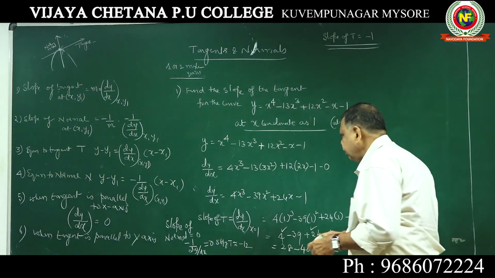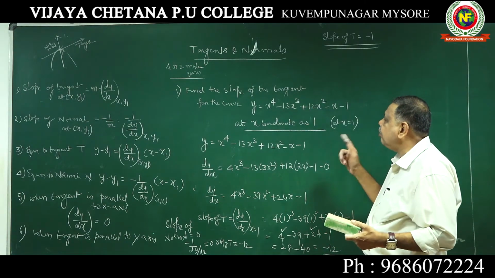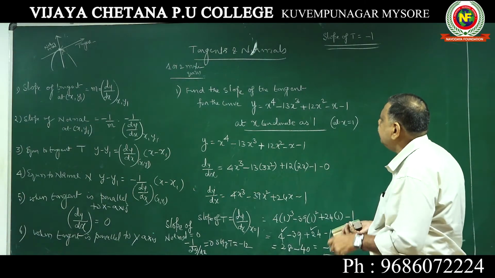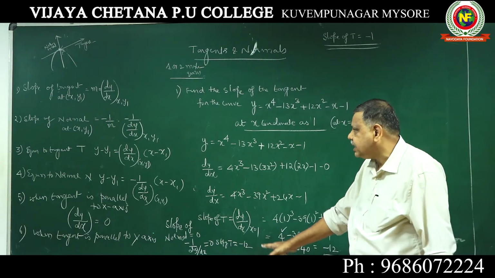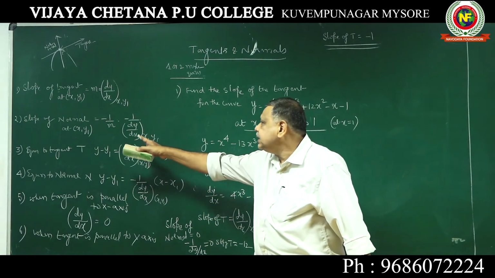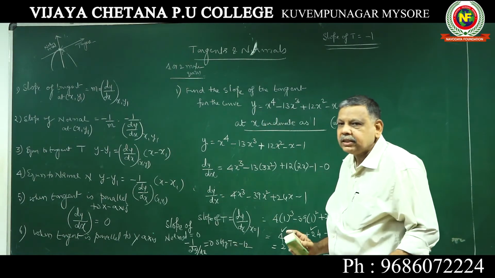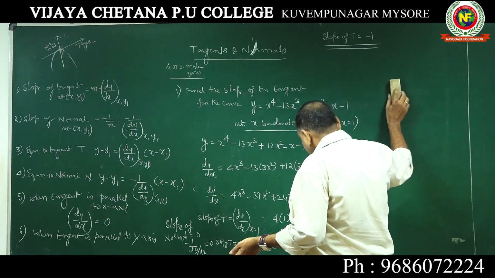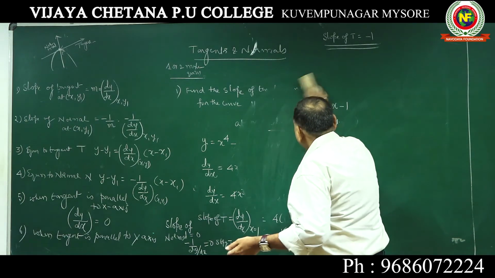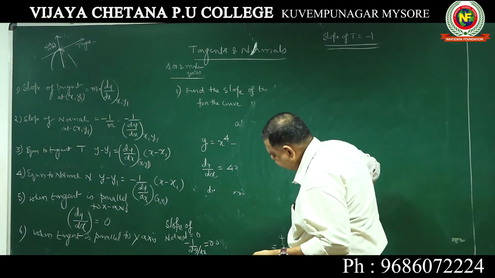Take another problem, slope of tangent. Suppose if they ask slope of tangent and slope of normal, both, then you have to find out minus 1 by dy by dx at that particular point as slope of normal. Sometimes they may ask slope of tangent as well as slope of normal also. You take this problem. Let us see where both are asked.